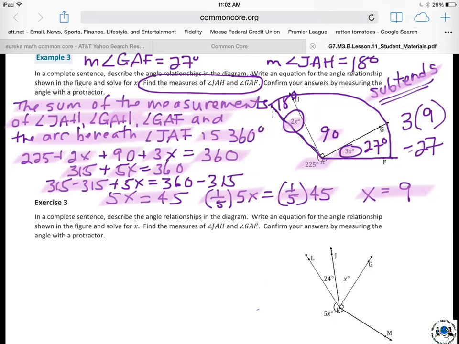But okay, so I wrote down here the sum of the measurements of JAH, GAH, GAF, and the arc beneath JAF is 360. I was talking about this arc right here. It's 225 degrees. Now that arc, we use this vocabulary word: subtends. That means it's below this JAF angle. So this arc subtends this angle right here.